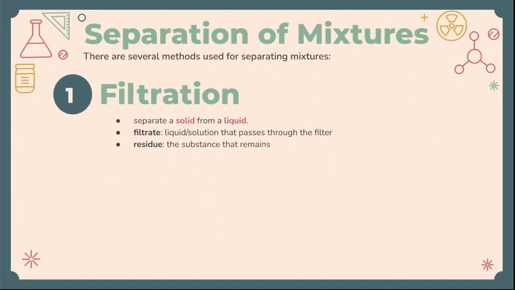Separation of mixtures is needed in chemistry for some purposes, like separating useful components from unwanted components or to obtain a pure substance. There are several methods used for separating mixtures. Filtration can be used to separate a solid from a liquid. The filtrate is a liquid or solution that passes through the filter and the substance that remains is called a residue. For example, separating sand from water.